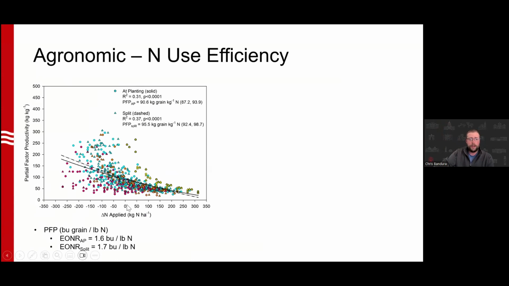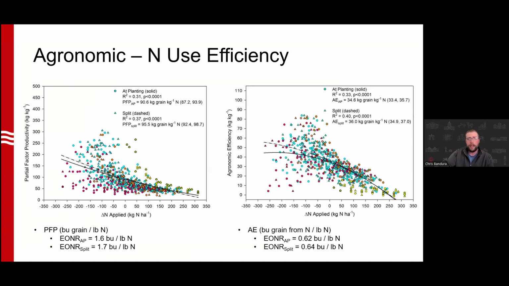Same x-axis here again, so over applications, under, but at EONR across all sites, again, no difference in that end use efficiency metric between the timings. Just a second one here, agronomic efficiency. This one is just looking at the bushels of grain from fertilizer. So we had to subtract off the yield from a 0 N check plot to get at just bushels of grain from N divided by total N. And again, no difference in NUE here between timings.